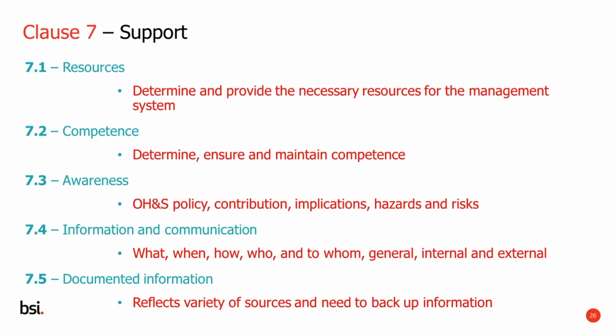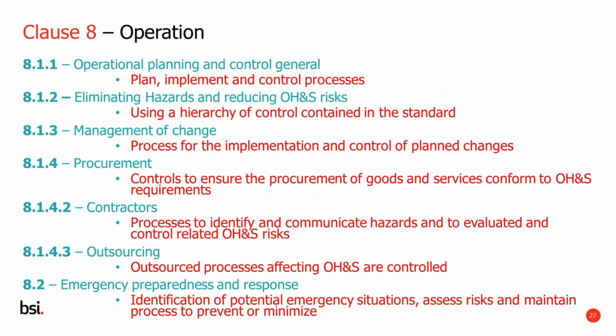And then 7.4 looks at information and how to communicate internally and externally. And then 7.5 looks at establishing the documented information to facilitate your management system. It is worth noting that resources, competence, awareness, and information and communication are not just restricted to your organization, but also need to take account of anybody who works under your control as well.